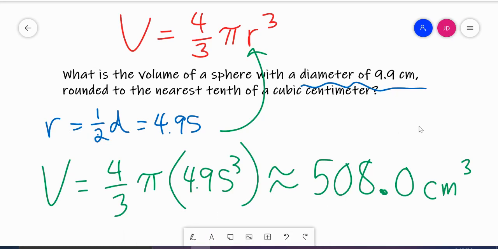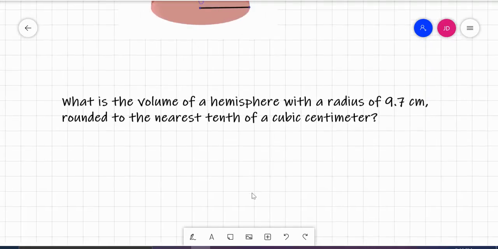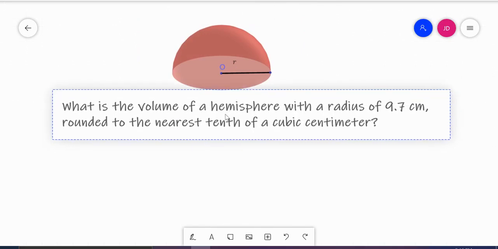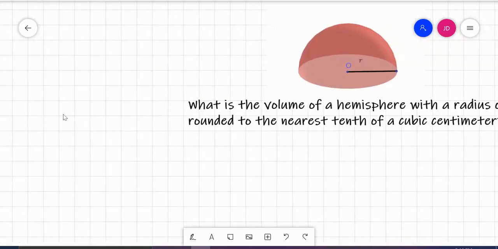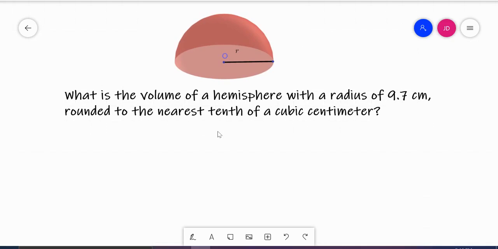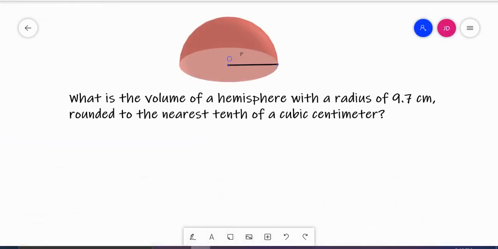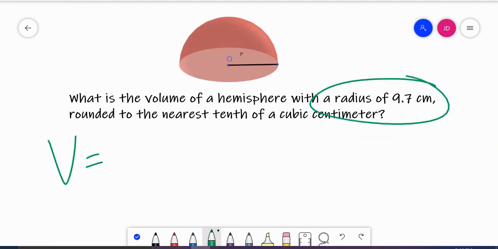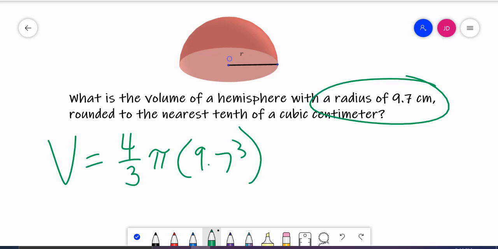All right, one more. Let's look at a hemisphere, because sometimes they ask for a hemisphere. So a hemisphere has the radius of 9.7, and you have to find the volume rounded to the nearest tenth. So basically, we're going to use the same volume formula, but at the end, since it's a hemisphere, we're going to take our answer and divide it by 2 or multiply it by 1/2. So they give us the radius is 9.7, right? So you have 4/3 pi r cubed. So it's 9.7 cubed. And then when we're done with this, we are going to divide this by 2 at the end. Cutting in half, or multiply by 1/2, or 0.5.